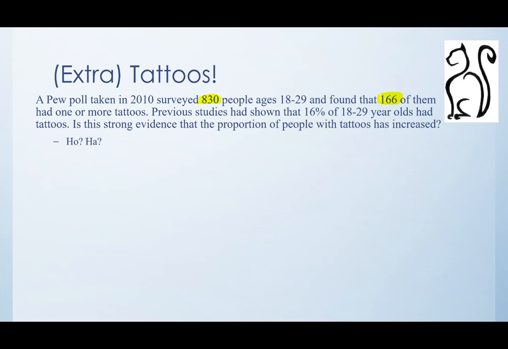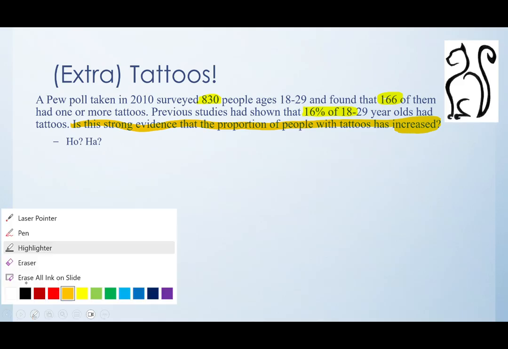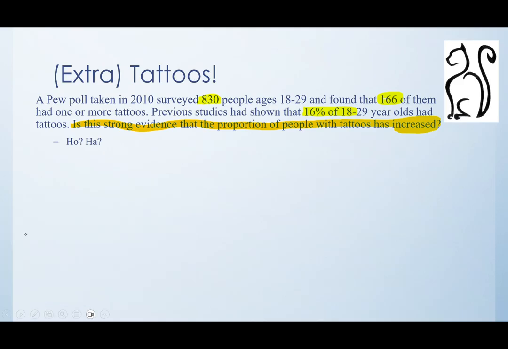Now, previous studies had shown that 16% of that age group had tattoos. Is this strong evidence that the proportion of people with tattoos has increased? All right. So, what do we know? What information has been given? Well, we have a sample size, don't we? 830.